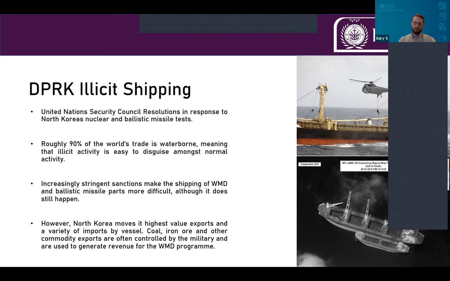Based on our own research, we know that the stringent UN Security Council sanctions have made it far more difficult for North Korea to get hold of parts that would be used for its WMD programs and ballistic missiles, but it can still occur. They are, of course, adapting to try to get around the UN Security Council sanctions.